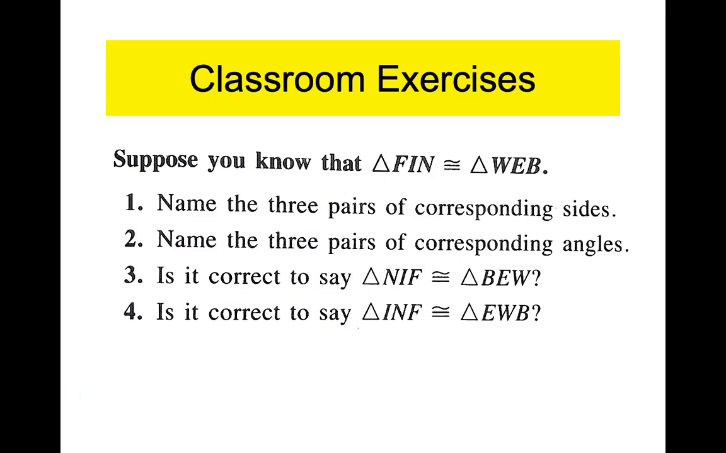All right. McKinley, give me the three pairs of corresponding sides. F and W, FI and WE, that's one. IN and EB, two. And FN and WB, that's three. Jack? Okay. F and W, I and E, and N and B.